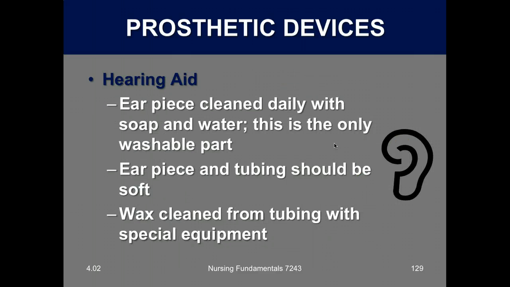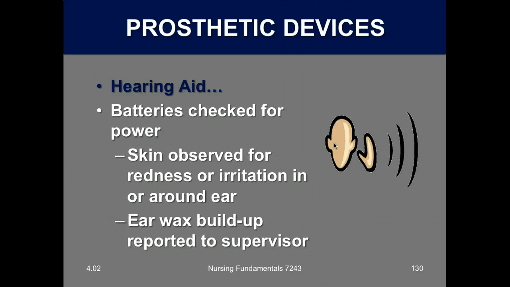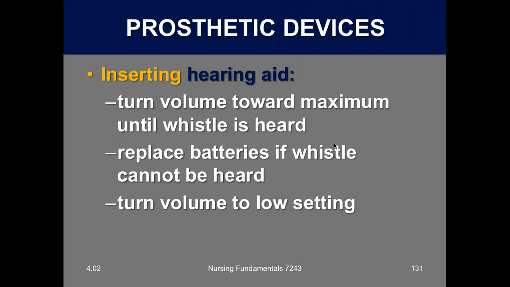Hearing aids, the earpiece is cleaned daily with soap and water. This is the only washable part. The earpiece and tubing should be soft. Wax is cleaned from the tubing with special equipment. Batteries need to be checked for power. Skin needs to be observed for redness or irritation in or around the ear. Earwax buildup needs to be reported to a supervisor.